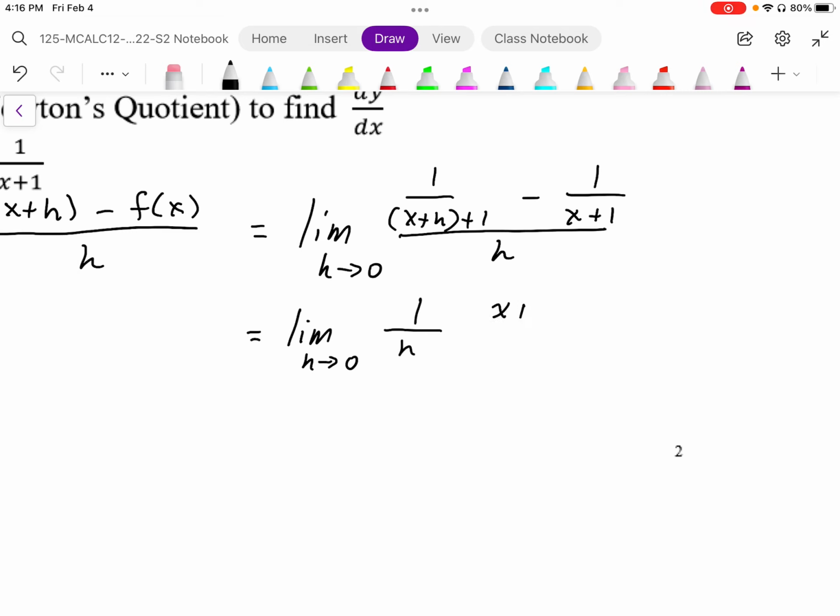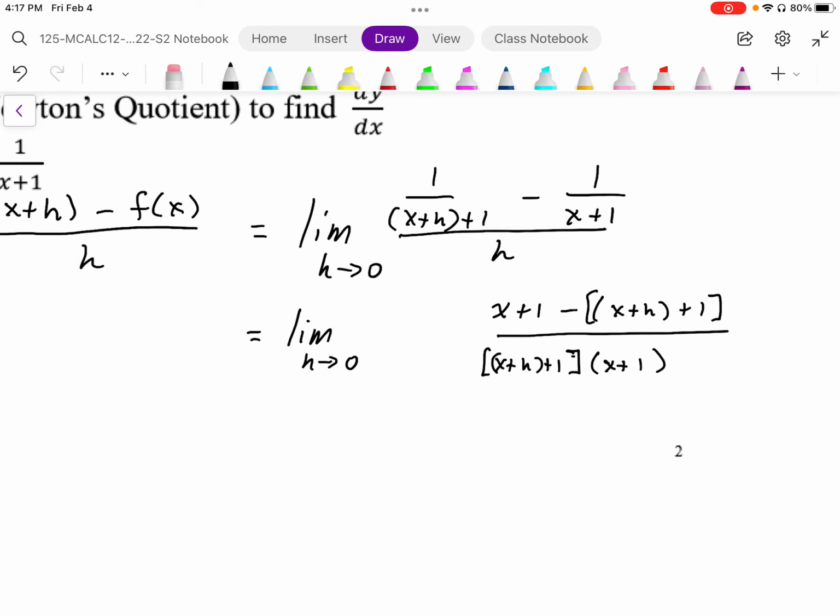So we're going to end up with x plus 1 minus x plus h plus 1 in the numerator, and then the denominator of this is going to be x plus h plus 1 times x plus 1. Okay? So I'm just going to clean this up a little bit, so it's going to look like this. And then I have my h in the denominator, and I need to get that h to cancel out.